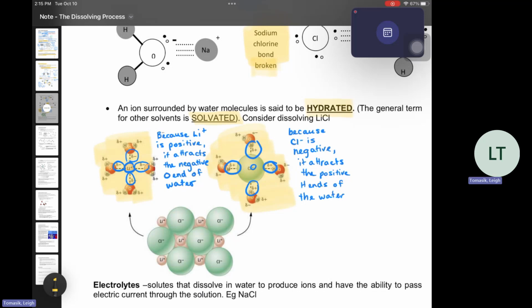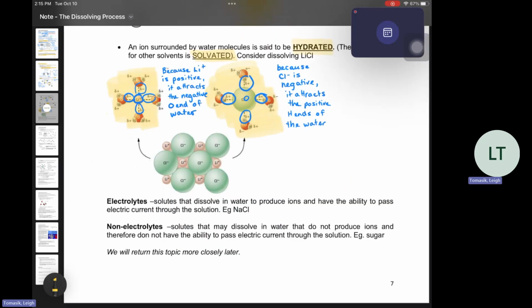Sodium chloride and lithium chloride are both electrolytes. Electrolytes are solutes that dissolve in water to produce ions, and they have the ability to pass electric current through the solution. So if you have a solution of salt water and you have some wires, a light bulb, and a battery, you can make the light bulb light up.